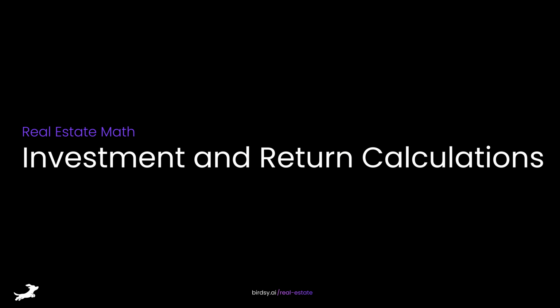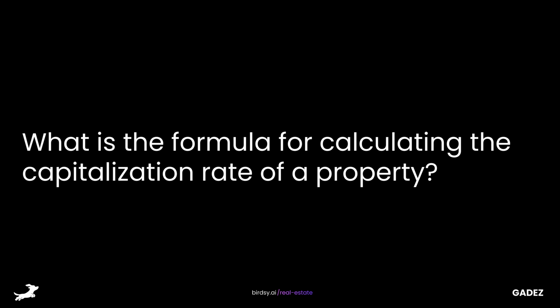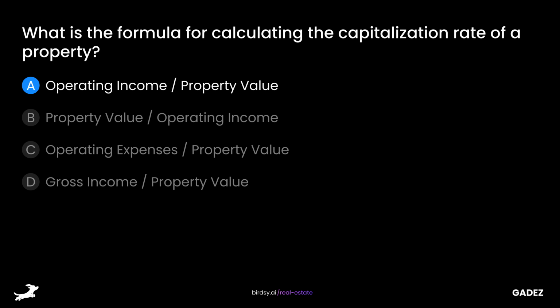Investment and return calculations. What is the formula for calculating the capitalization rate of a property? Is it A, operating income divided by property value, B, property value divided by operating income, C, operating expenses divided by property value, or D, gross income divided by property value? The answer is A.